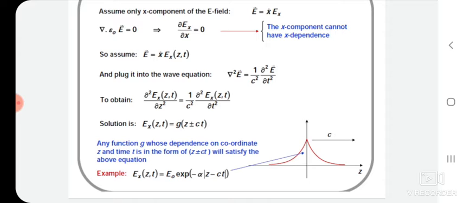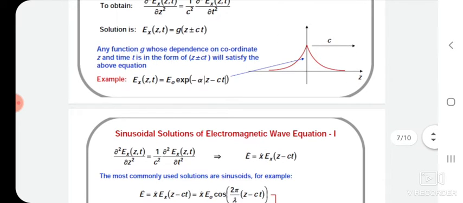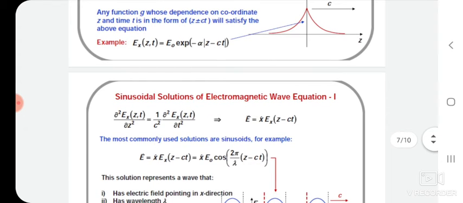For example, if we consider Ex(z,t) is equal to E naught e to the power minus alpha (z minus ct). It is an exponential decay of the electric field component. It means it is a solution of the electromagnetic wave equation. That's why dou square Ex(z,t) by dou z square is equal to 1 by c square dou square Ex(z,t) by dou t square, where vector E is equal to x-cap Ex(z minus ct).